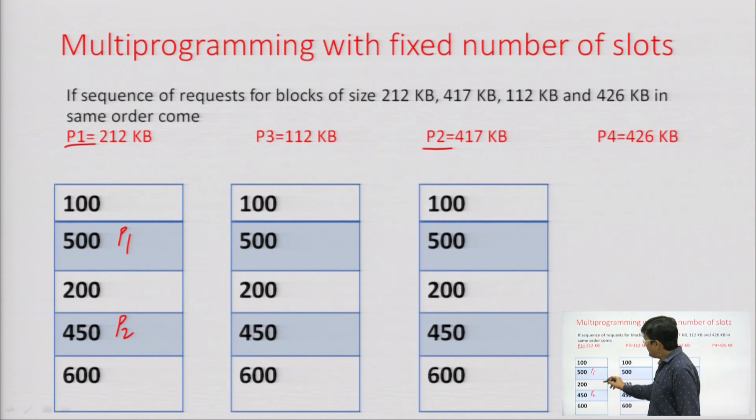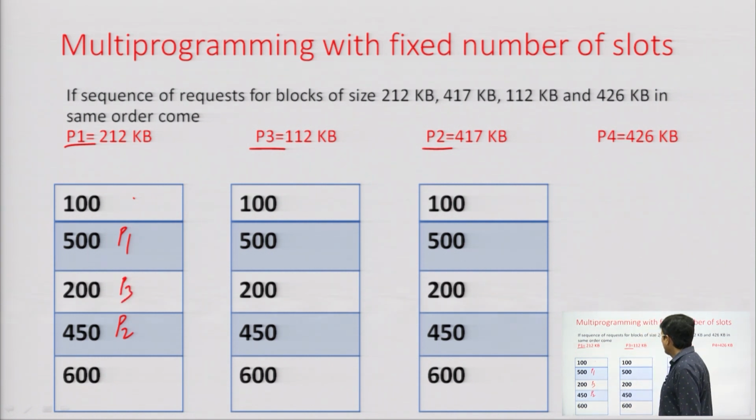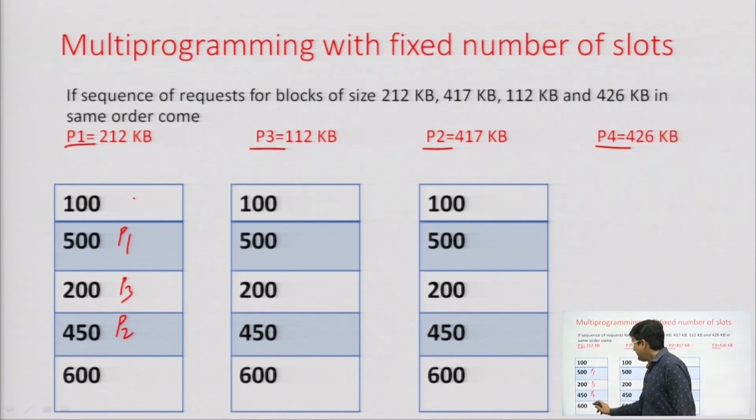Okay, I am going with the first fit scheme. So, 100 cannot accommodate P2, 500 has already been occupied, 200 cannot accommodate this. Yes, P2 can be accommodated here in the 450 size. Then let us take P3, this is 112. So, 112 cannot fit here. Yes, 112 can fit here. So, P3 will fit here. Then I am taking P4 of 426 size. P4 can be accommodated here with the first fit scheme. So, you can see that with the first fit scheme, all these processes have been accommodated somewhere.